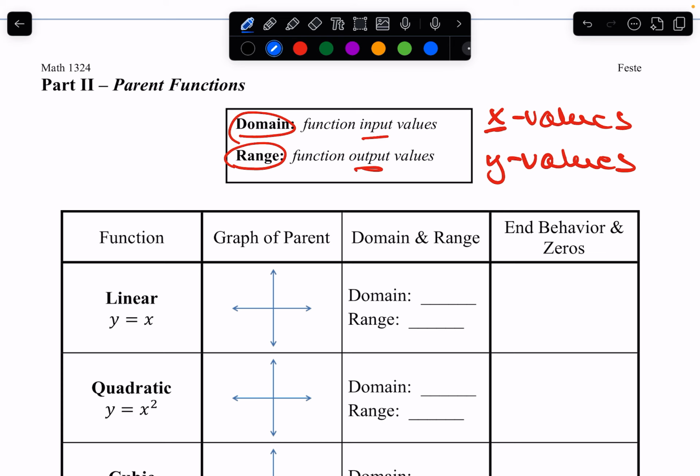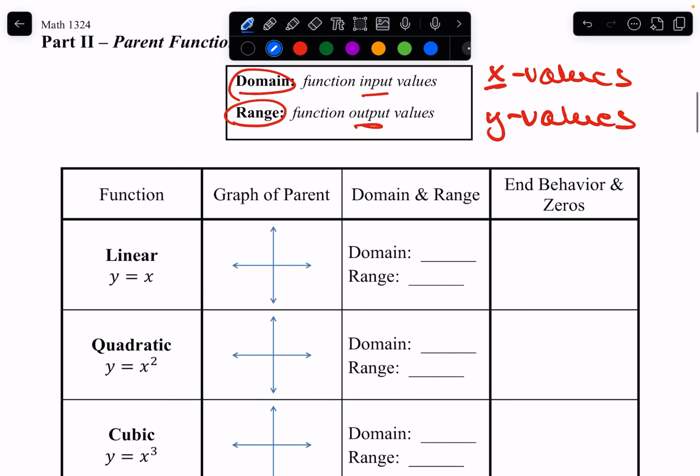All right, let's start with a linear function, y equals x. So y equals x looks like this. It's an uphill function that goes through the point 0, 0. When we're looking at our zeros here, that's the same thing as the x-intercept. So where does it cross the x-axis or where does it touch the x-axis? Well, in this case, it touches at point 0, 0.